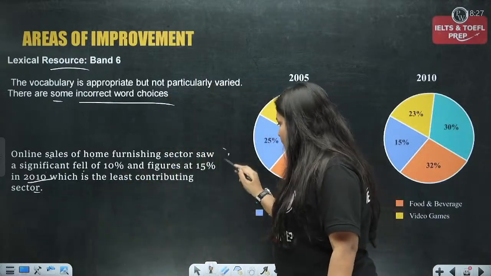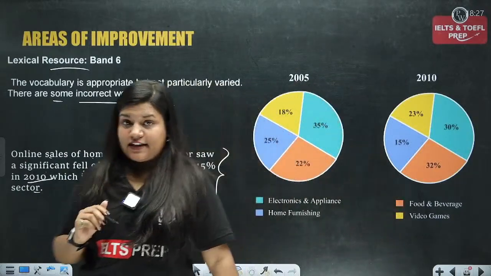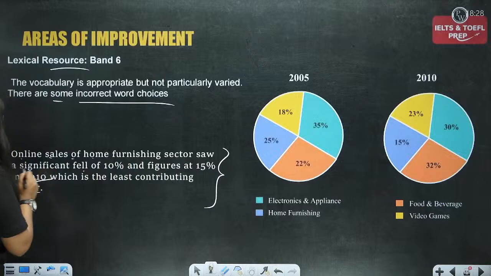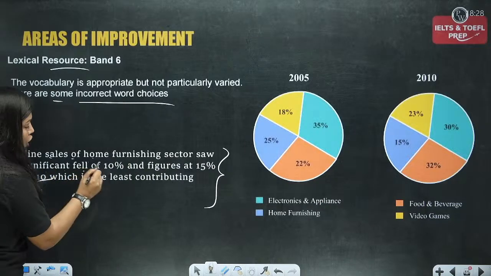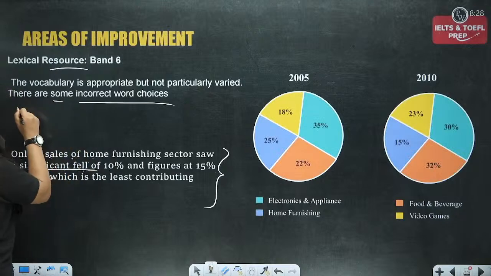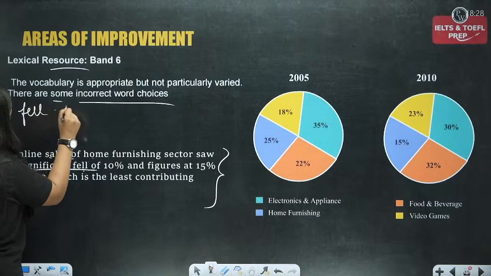Now, first of all, I would like to tell you that in this statement, there are almost 3 errors. First of all, "online sales of home furnishing sector saw a significant fall of 10% and figures at 15%." "Significant fall." So, your fall will be fall.